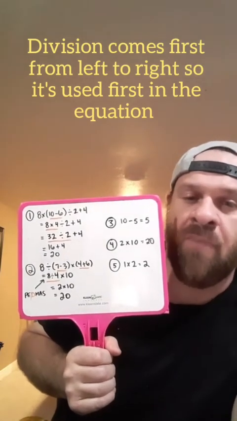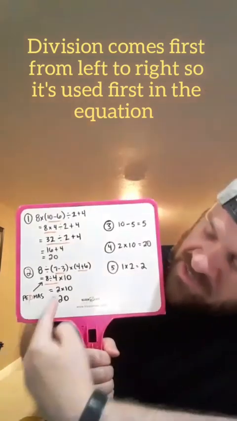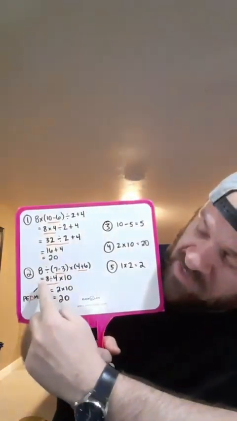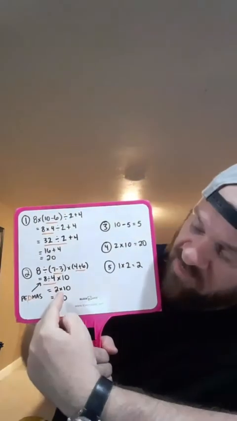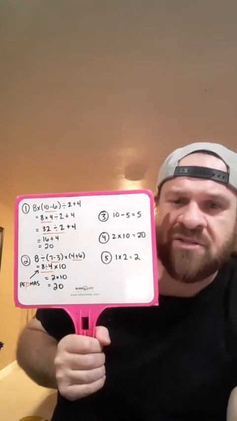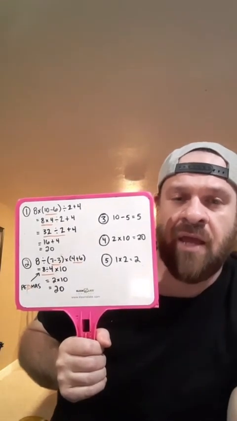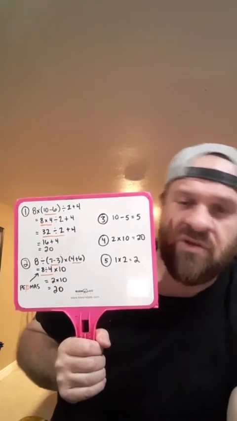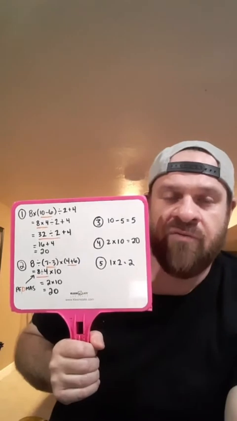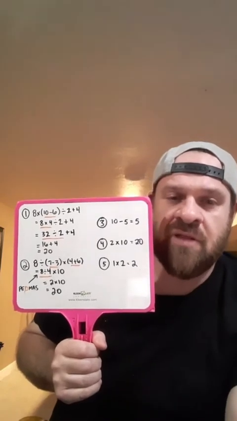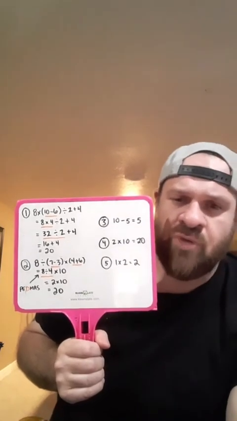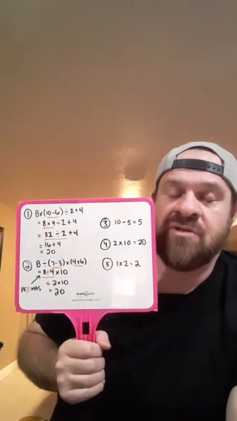We do not follow PEMDAS. Instead, we switch this. We follow PEDMOS by doing division first, and so 8 divided by 4 gives us 2. We drop down the 10, and 2 times 10 gives us 20 for a final answer. So hopefully you guys caught that and remembered what we talked about earlier in the week about the importance of knowing which sign comes first, left to right, in the problem.